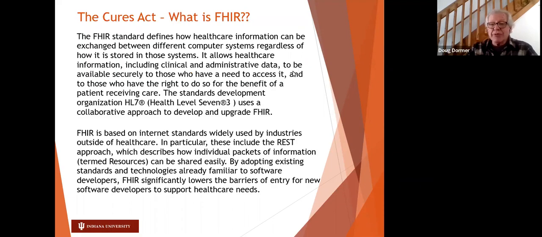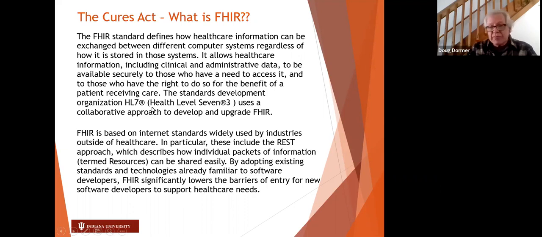The standard defines how healthcare information can be exchanged between different computer systems, regardless of how it is stored in those systems. That really means it's an API. And so oftentimes the literature switches between talking about FHIR and APIs for exchange. It's the same thing, give or take a little subtlety. It's really the same idea. It allows healthcare information, including clinical and administrative data, to be available securely to those who need to access it and have the right to do so for the benefit of the patient receiving care.